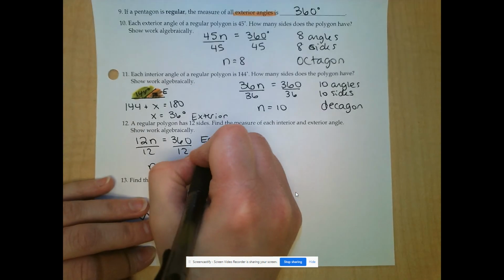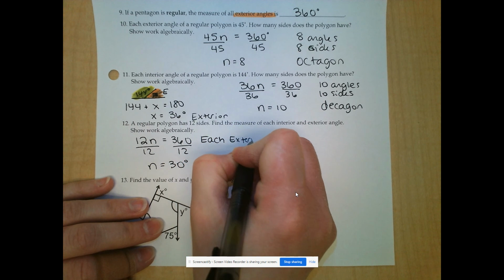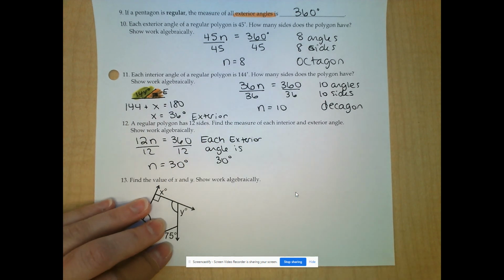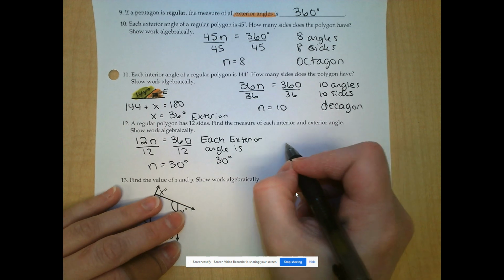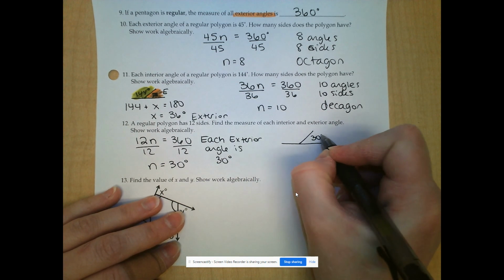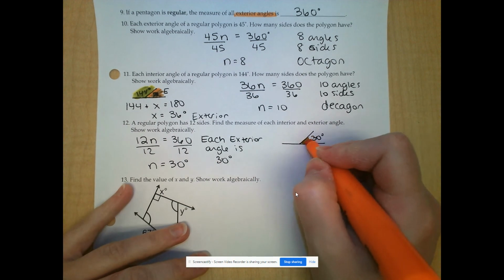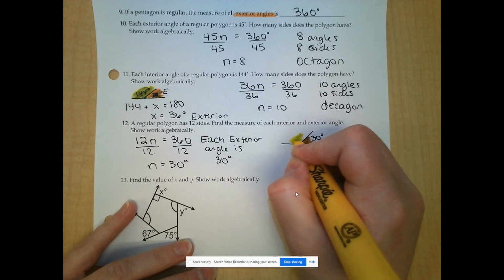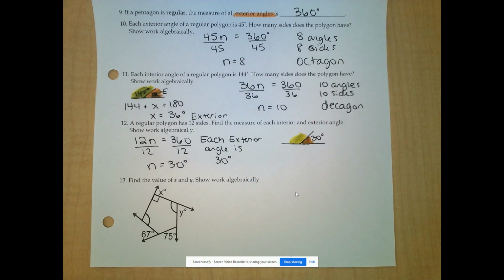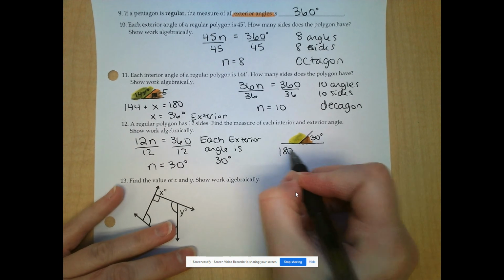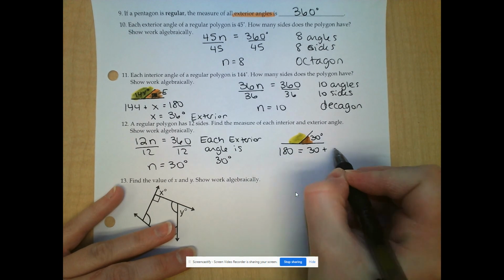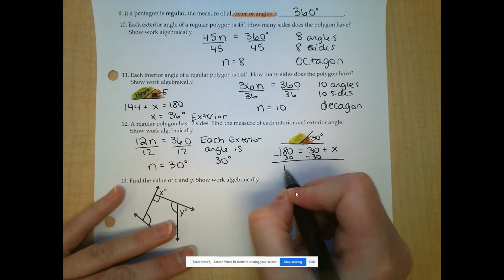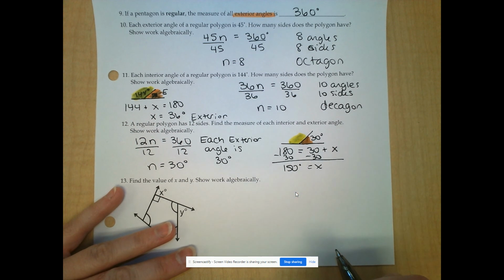So each exterior angle is 30 degrees. If the exterior angle is 30 degrees, here's my exterior angle that's orange, how many degrees then is each of the interior angles? Now, it said it's regular, so they're all going to be the same. So 180 has to equal 30 plus this missing interior angle. If I take away 30, each interior angle is 150 degrees.